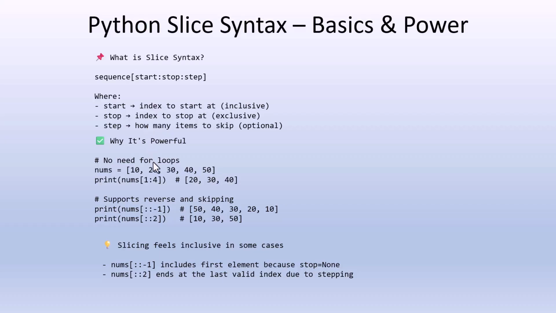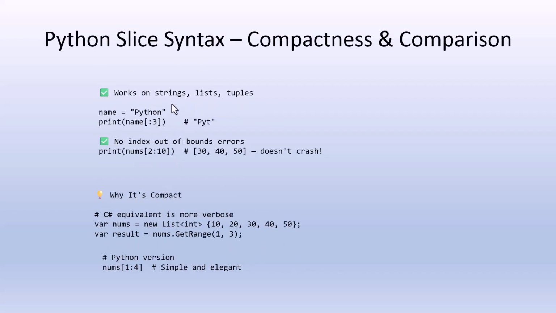Okay, this I have already covered. So it works on strings, similar to tuples. If name is the string Python, print name from start is P, because it is not specified, up to start, stop, and step. So stop is at 3, PYT. It prints out PYT. And no index out of bound errors, because, as I have just told, it doesn't crash.